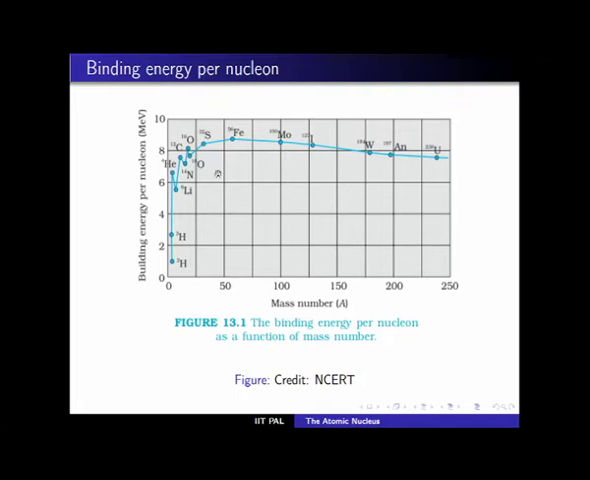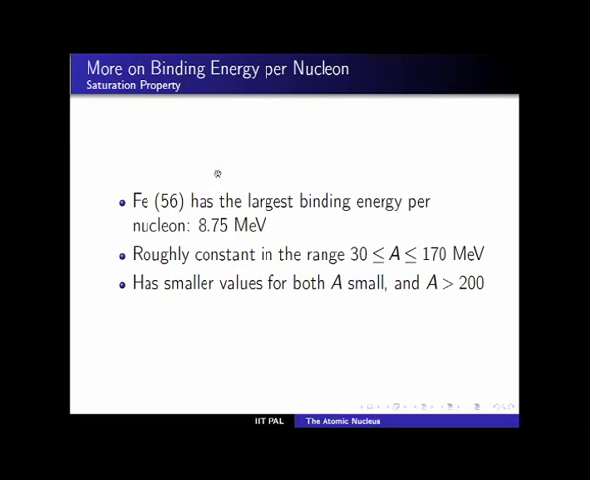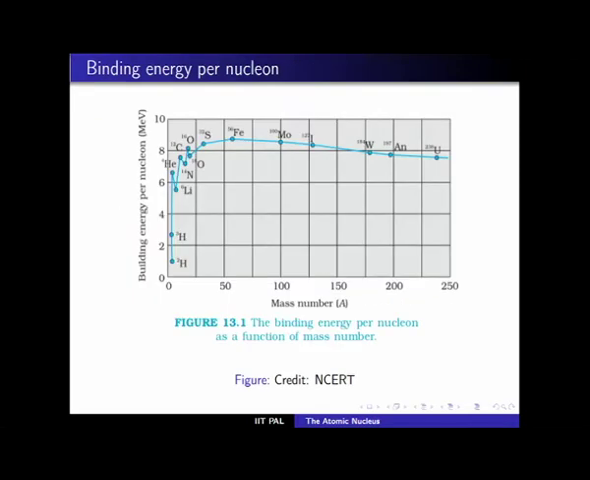So this figure is very, very important for us, and let me summarize it in this slide. The most important point is that it started with a very small value, got saturated, and came down. Whenever a function behaves in this manner, apart from these fluctuations, the natural question to ask is, where is the maxima of the curve? It turns out that the maxima of the curve lies in iron-56.